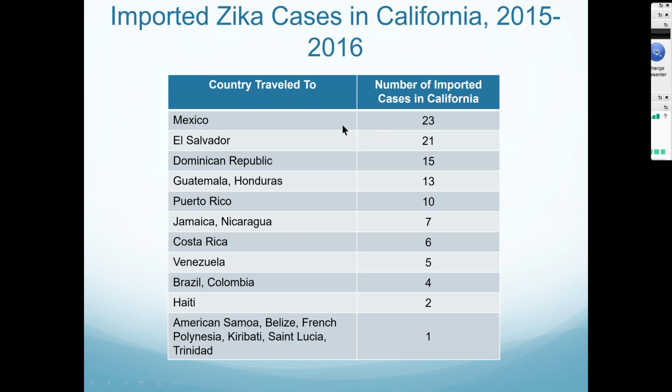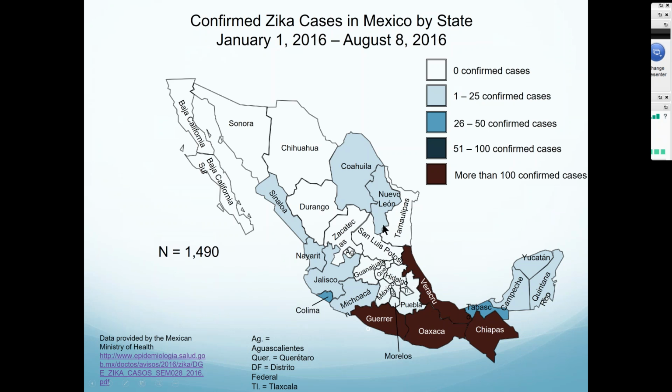In California, you can see the majority of them were in Mexico when they obtained the Zika infection, 21 in El Salvador, 15 in Dominican Republic, 13 in Honduras. These are actually the Latin American countries where USAID is made alert to go and visit and see how their capabilities are and how ultimately the U.S. can help them and be better equipped to handle these situations. But you can see these are largely these areas, and you can see more in Mexico by state.